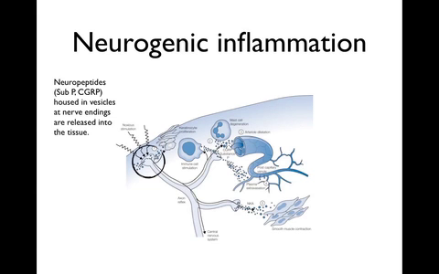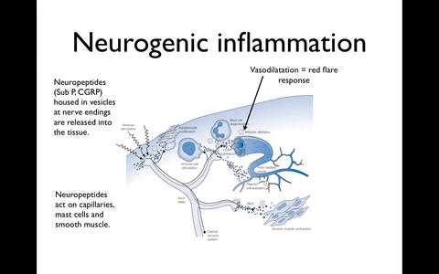What we find is that these neuropeptides, so substance P, CGRP, are housed in vesicles at the nerve endings, and when the nociceptor is activated, they get released into the tissue in the terminal and into the terminal axons of the other branches of that nociceptor, and these will act on capillaries, mast cells, and smooth muscles. So we get a vasodilatation as the arterioles dilate. This will give us a sort of a red flare response that we see in the skin.